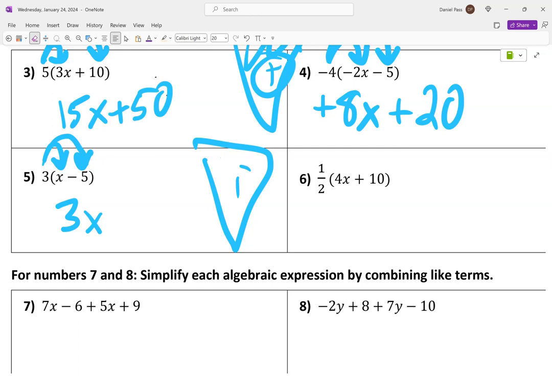Negative 8. Vincent? Negative. Positive times negative makes negative. So negative 15. Are we done? Yes. Very good. Okay.